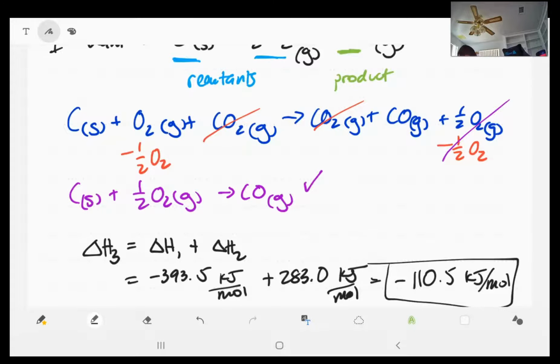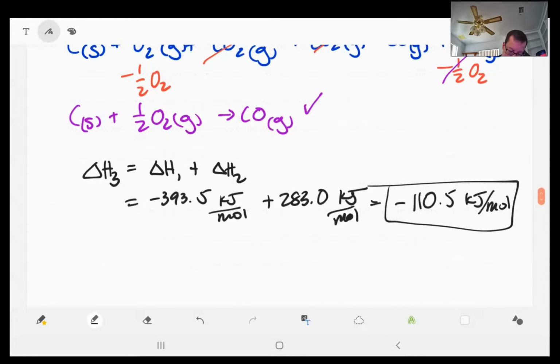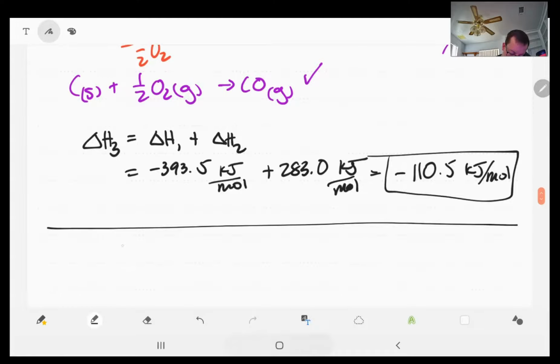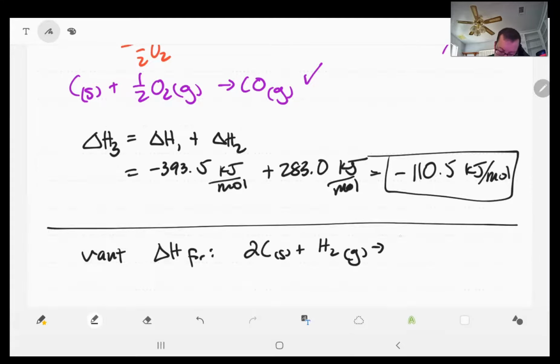Let's see here. What do we want to do? How about we do this one? Okay. Here's another one for us. I want 2 carbon turning into acetylene. Is this gas or liquid? It's gas. Okay. I want delta H for this reaction.